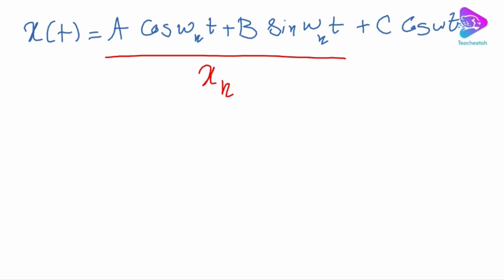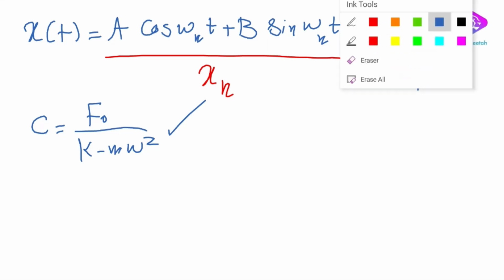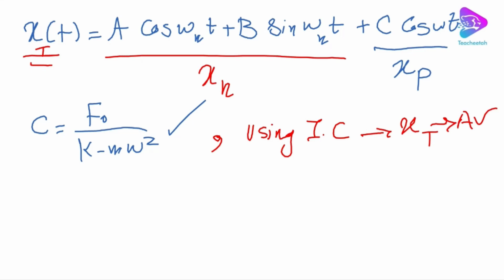So for this part, which is x p, we know C. If you go over the textbooks, C is given as F naught over k minus m omega squared. So this is what we know from the textbooks. However, to find A and B, we need to apply initial conditions into the total response of the system, right? So using the initial conditions in x(t), we can find A and B.